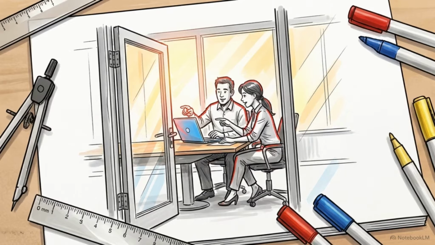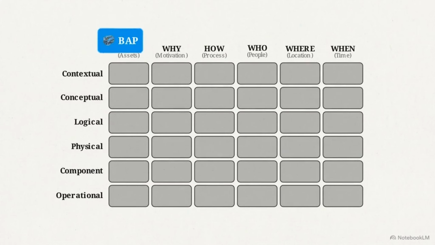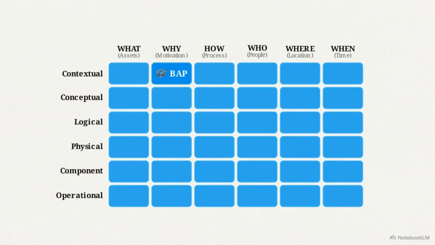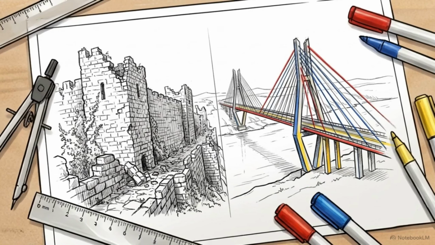Effective security architecture requires focusing on enablement, using BAP for translation, and applying the 6x6 matrix for alignment. Use these secrets to move beyond building walls and start building bridges.